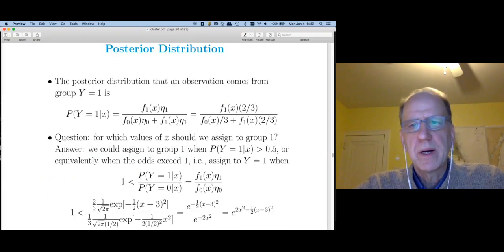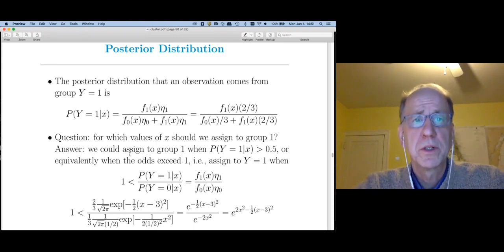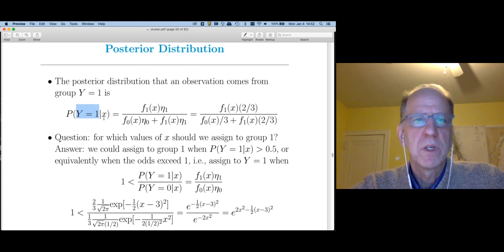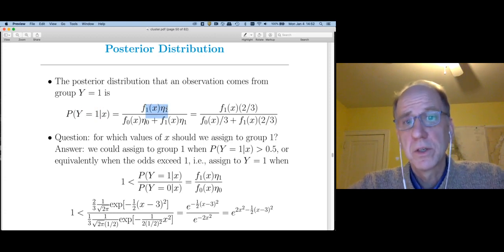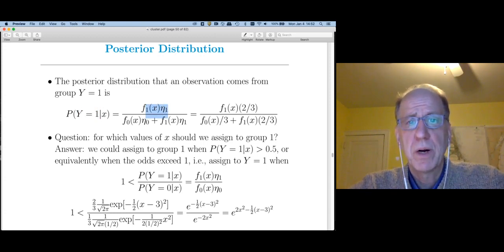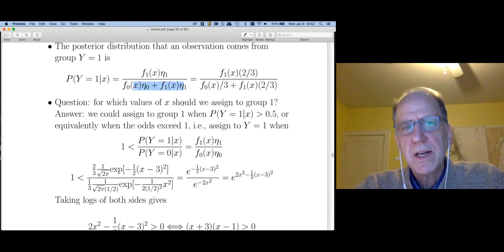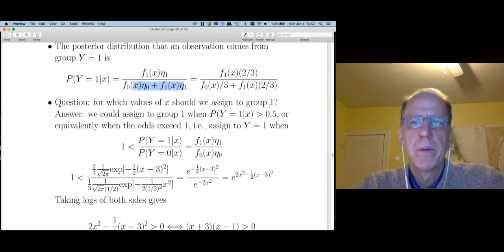I'd now like to point out something that's kind of counterintuitive about the posterior distribution. So let's work out the posterior distribution for class 1 given some x. Well, the definition of posterior with Bayes' theorem is take the class conditional distribution times the prior. Think of this as the unconditional distribution in the denominator. So I dropped in my prior.